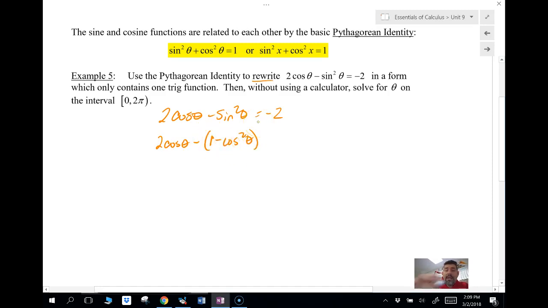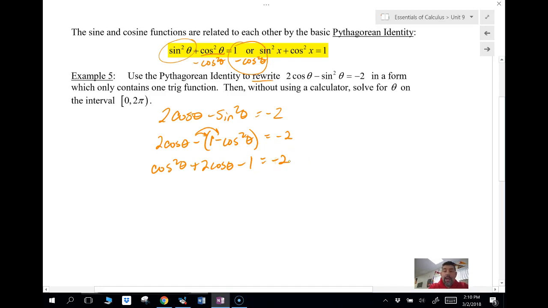Now I get that because if I took cosine squared and subtracted it over here, I'm going to get sine squared equals 1 minus cosine squared. So you've got to recognize that too. That comes up a lot. Equals -2. So I'm going to multiply everything by -1, and then I'm going to have cosine squared plus 2 cosine theta minus 1 equals -2.